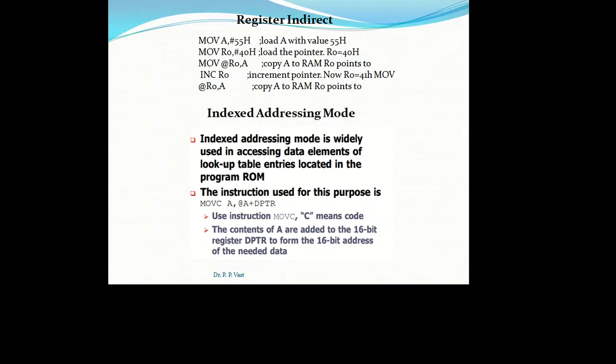This is immediate addressing, so the accumulator will have the data 55H. Then MOV R0, #40H, so register R0 will have the data 40H. Now the third instruction is actually the register indirect addressing instruction: MOV @R0, A.